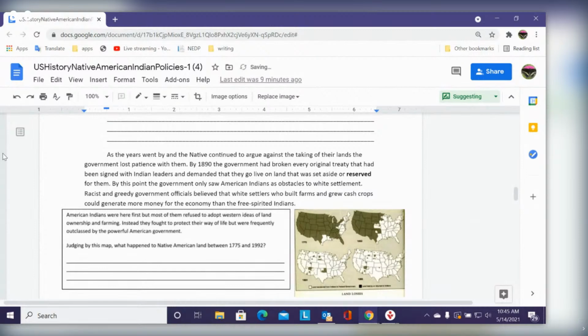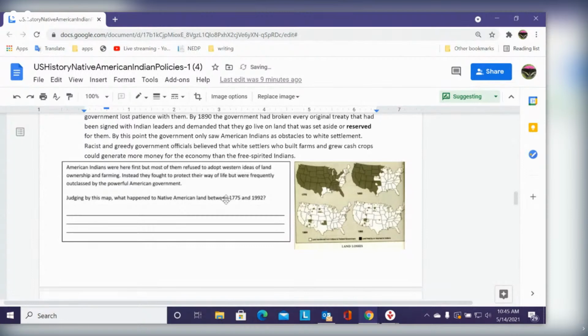By this point, the government only saw American Indians as obstacles to white settlement. Racist and greedy government officials believed that white settlers who built farms and grew cash crops could generate more money for the economy than the spirited Indians. So the Indians were locked out of the economy to begin with. And so they said, well, you're not contributing, so we're going to take from you. And we see those types of practices still today.